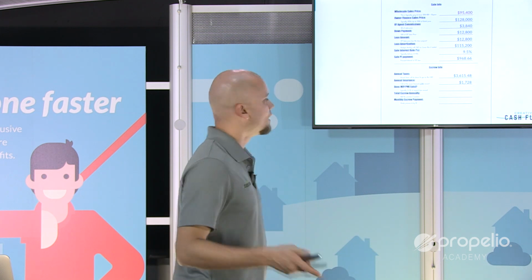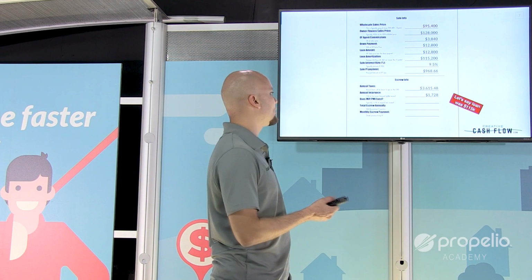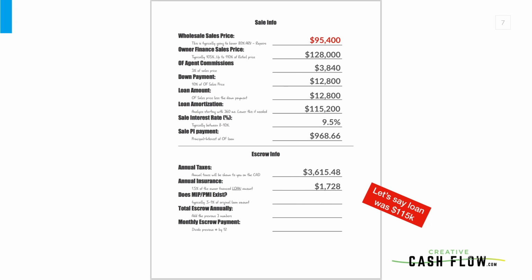And if you watch our wraparound video and you watch the PMI and the MIP video, I'll show you some ways that you can still recapture that fee, even though you can't pass the fee on to them. What's another way that you can recapture that? We'll talk about that as well. But for now, just know that it's going to be about 0.5% to 1% of the original loan amount. I'm going to go ahead and say that the original loan amount on this house was $115,000, and that means that my PMI is going to be $575.